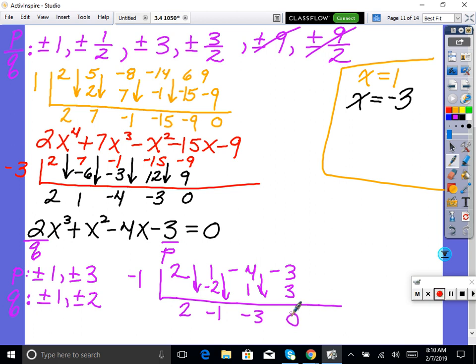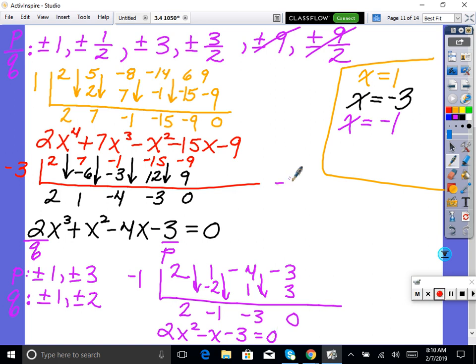Yay! So now we'll go over here. x equals negative 1 is the solution. So now from here, because we went from degree 3 down to quadratic, we're in heaven because we don't have to keep testing. So 2x squared minus x minus 3 equals 0. So now we'll solve by factoring, now that we finally got it down to quadratic.